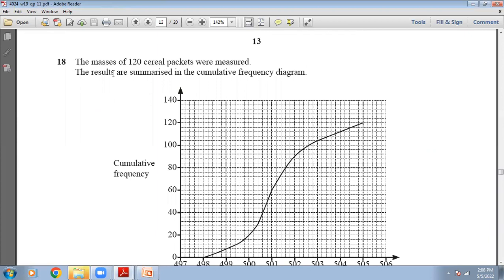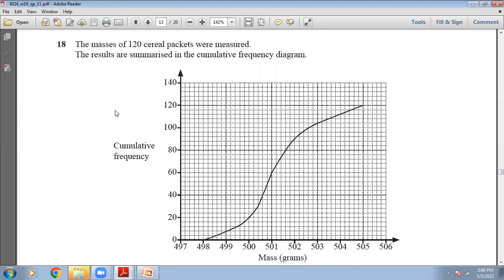The next question coming up on your screen is question number 18. It says the masses of 120 cereal packets were measured. The results are summarized in the cumulative frequency diagram. Here you have the cumulative frequency, and here you have the mass in grams. The maximum here is 120, so our graph is going up to the cumulative frequency 120.